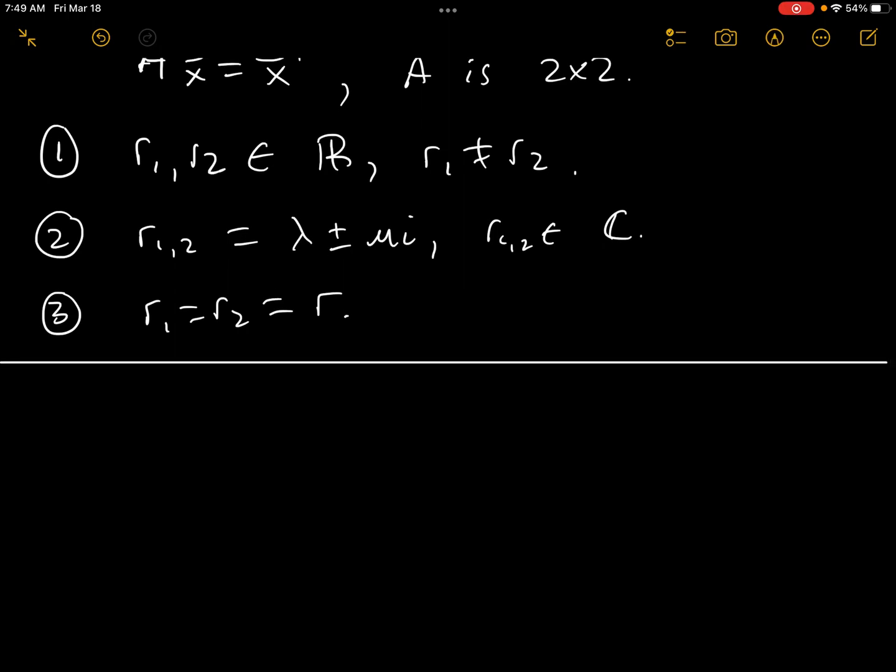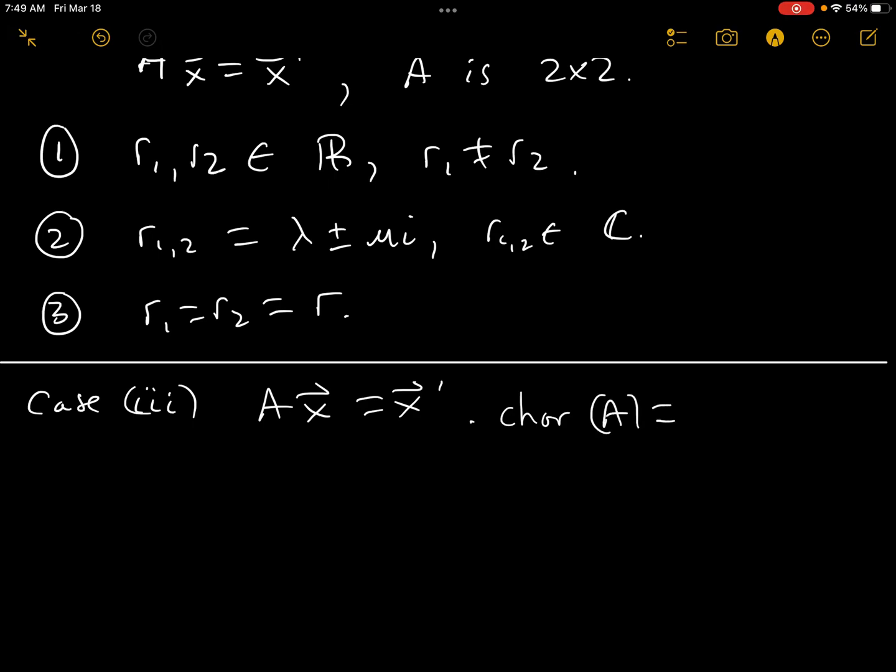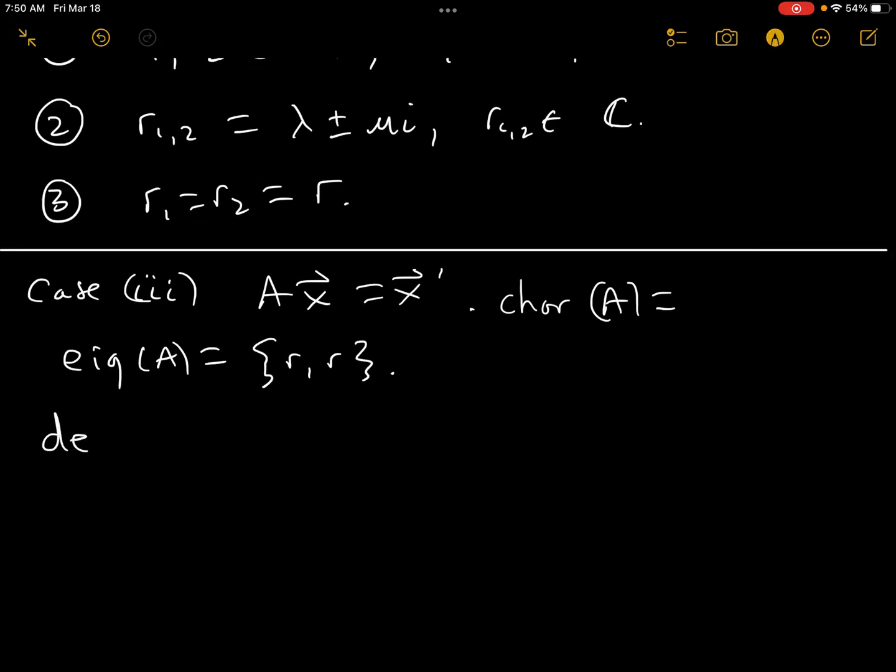So let's assume we're in case 3. I have some matrix A, like that. And the characteristic equation of A turns out to have repeated roots. So the eigenvalues of A are R and R.